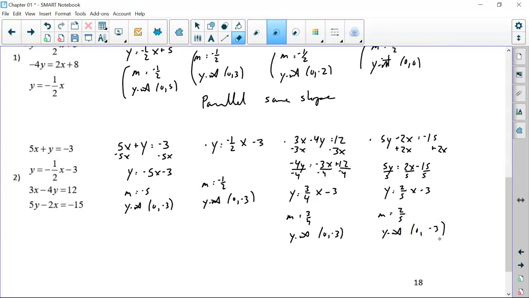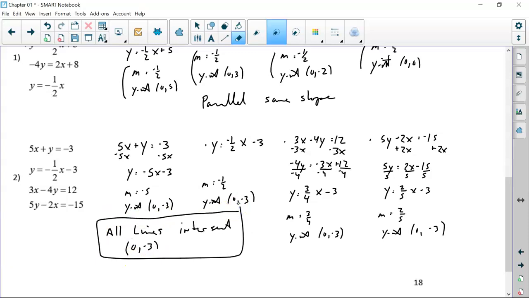Now, what happens here is none of these lines have the same slope, so they're not parallel, but they all have the same y-intercept, which means all 4 of these lines will intersect at the same point. All of the lines intersect at that point. They intersect at (0, negative 3). And that's because they have the same y-intercept. That point is on all 4 lines at once, so that's that point of intersection.